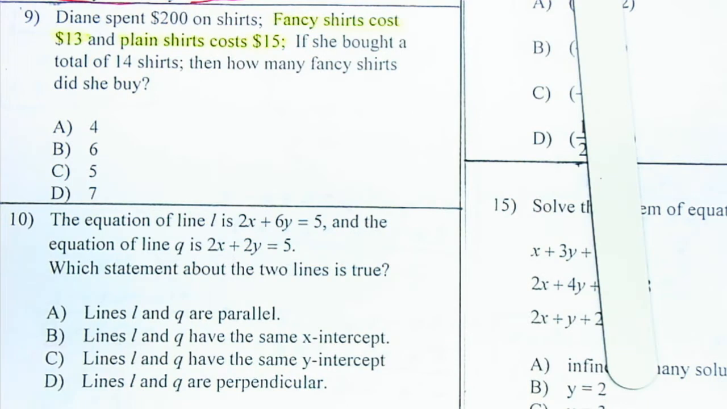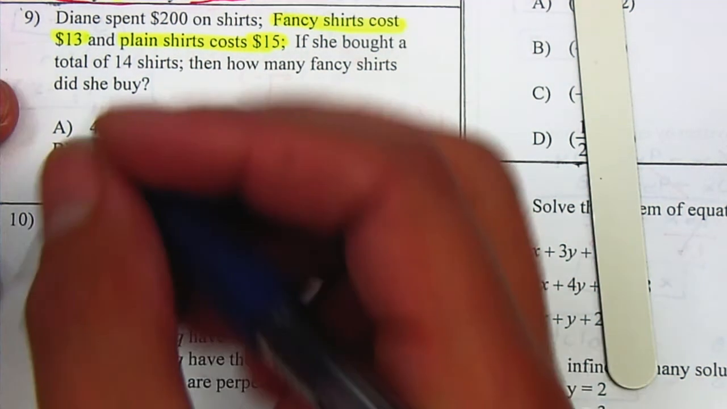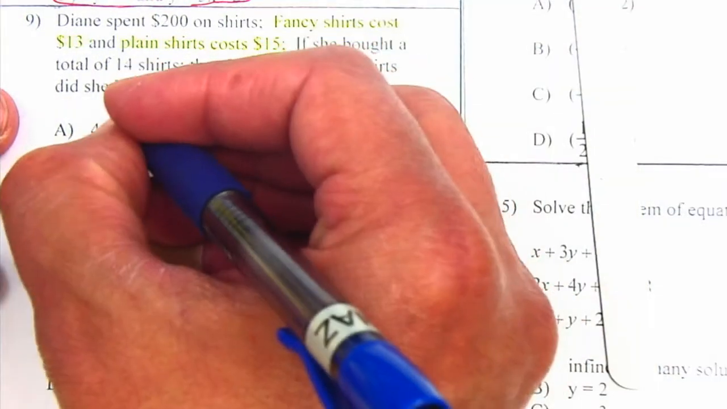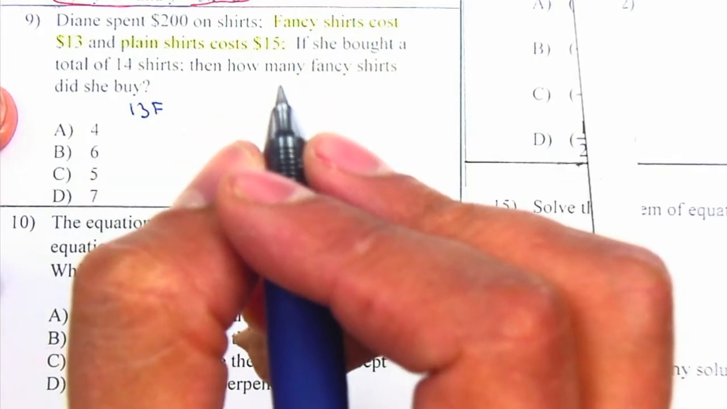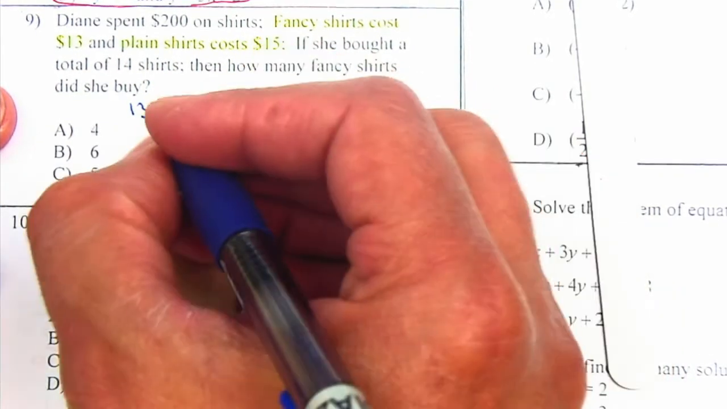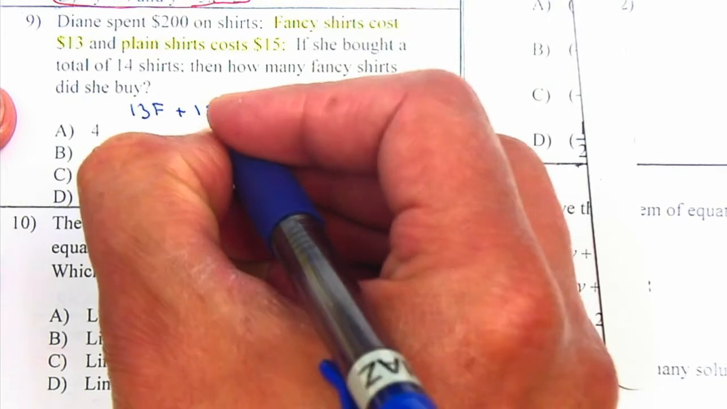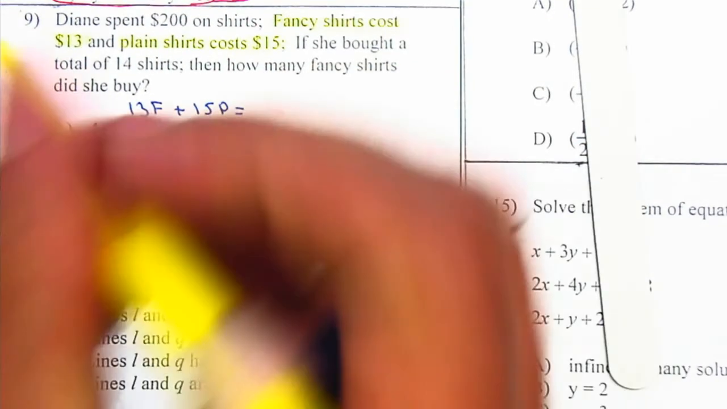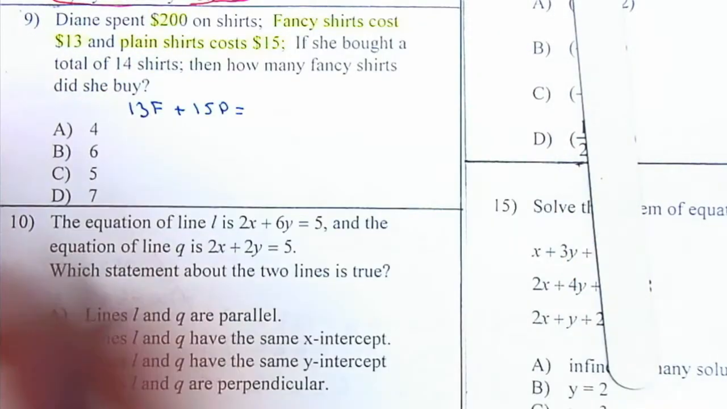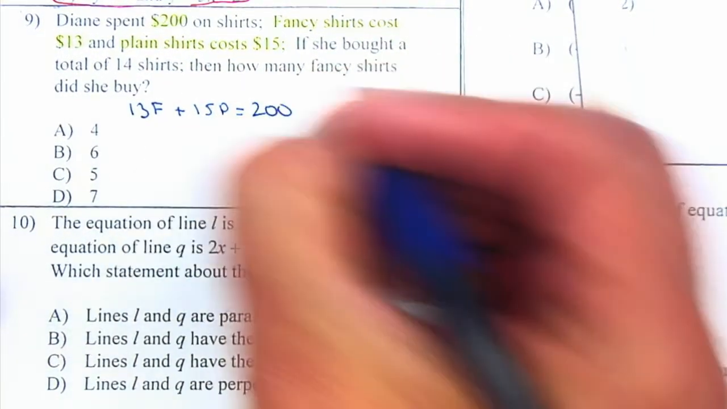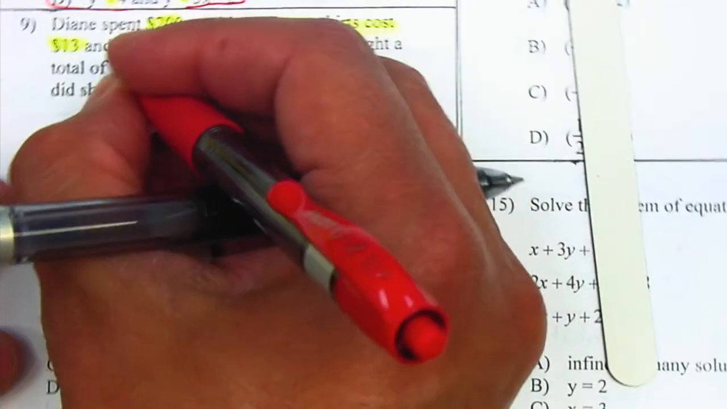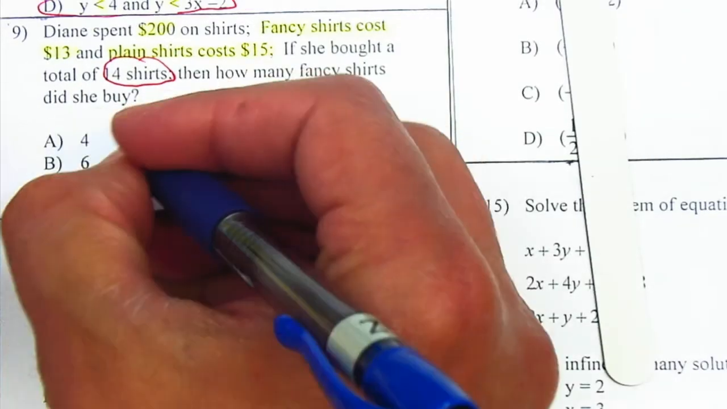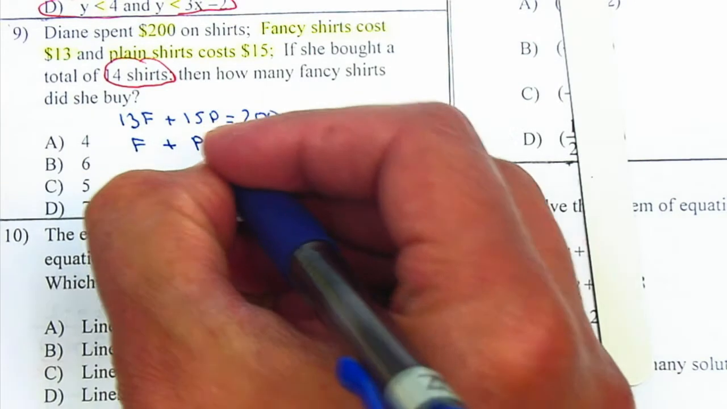And the first equation will deal with money, the amount of money that we are spending. We have fancy shirts at 13, so you can pay $13 for every fancy shirt. Plain shirts at 15, so plus $15 for every plain shirt. And how much money are you spending total? 200. The second equation will deal with the number of items that you buy. So in this case, you bought 14 shirts. So it'll be F plus P is equal to 14.